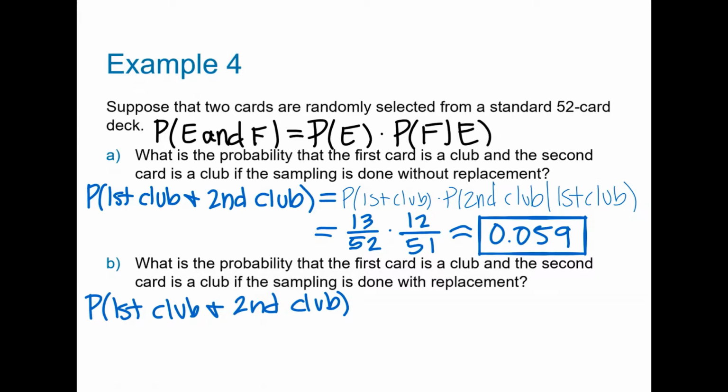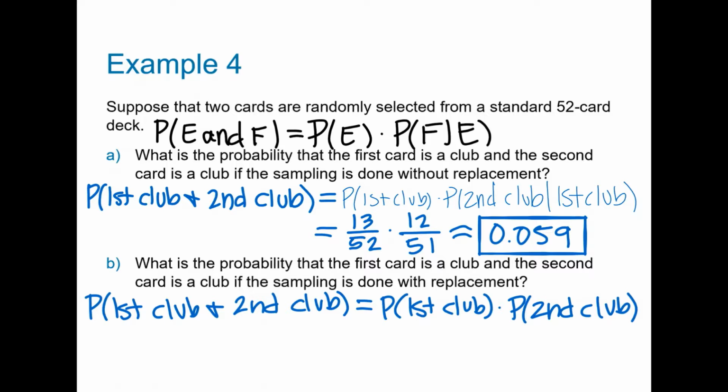So is the probability of the second card affected by what the first card was? The answer is no. When we put the first card back, we're still going to have 13 clubs, and we're still going to have 52 cards total. These events are independent, and that means that we can just go ahead and multiply their individual probabilities.